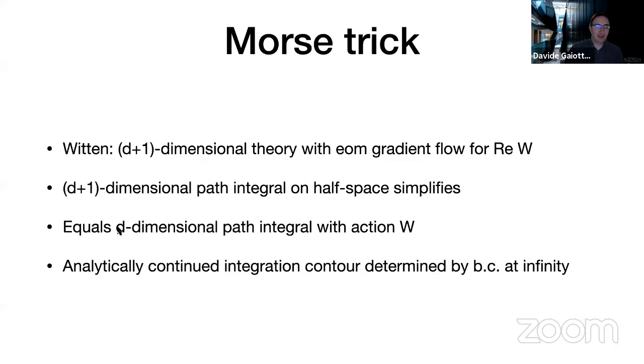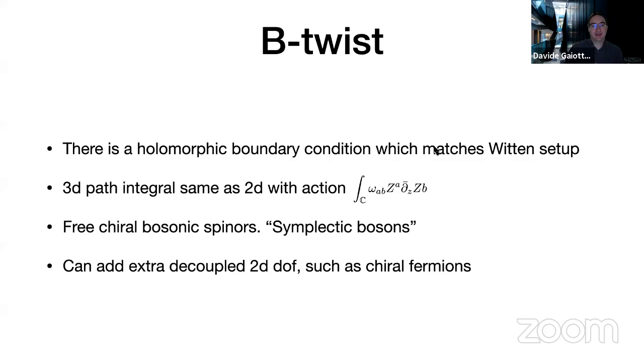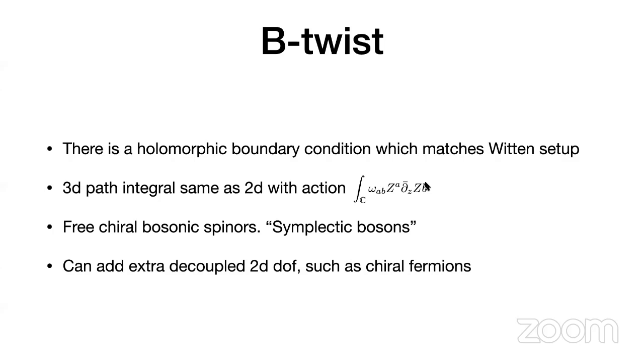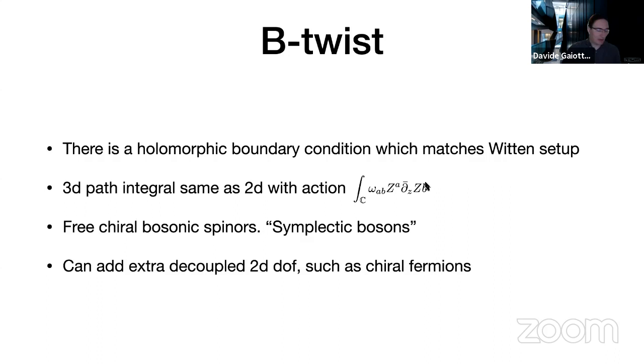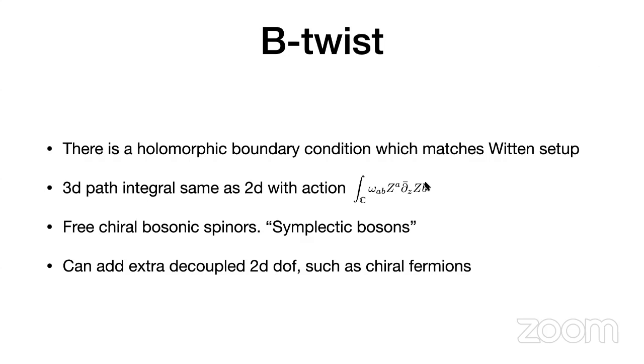Here, we are using it to study a three-dimensional path integral in the presence of a boundary and claim that it's the same as a two-dimensional path integral with this simple action. Sorry, this was supposed to be a superscript B. Excuse me, who is omega AB? It's a symplectic form. So remember that the hypermultiplets transform in symplectic representations of the gauge group. Thank you.